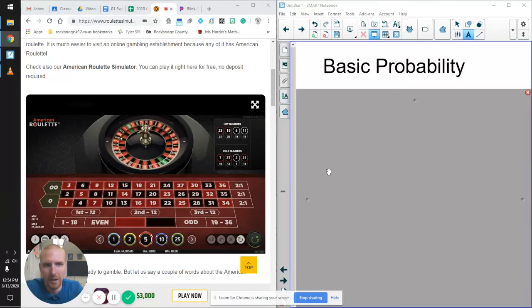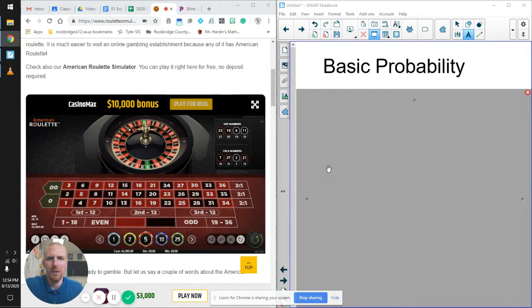Take a look at how to calculate probability, because if we're going to figure out how fair a game is or what our chances of winning are, we need to figure out the chance, the probability, that we actually win the game or lose. I picked roulette first because it's pretty basic. You probably learned basic probability back in middle school, if not sooner.